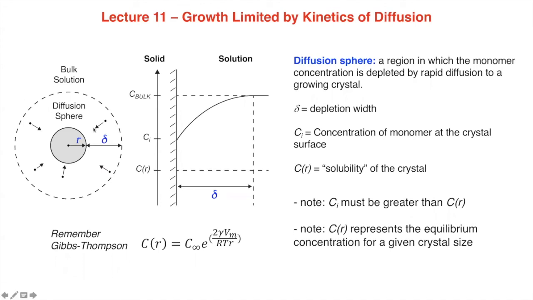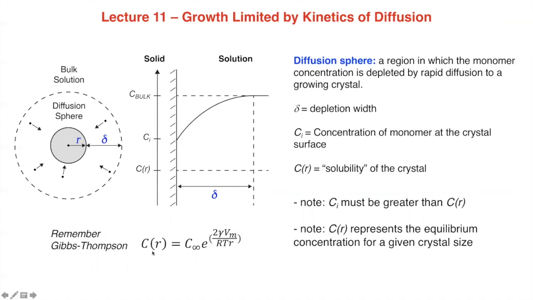So the width of that sphere is labeled delta. The radius of this particle is labeled r, and then I've shown here how the concentration of solutes in the solution is plotted, again showing you the width of the diffusion sphere. So this is the solid here, and this is solution. This boundary defines that separation. And so there's the bulk concentration, and the bulk concentration is above the solubility limit of the material. Okay, so this is a supersaturated solution.